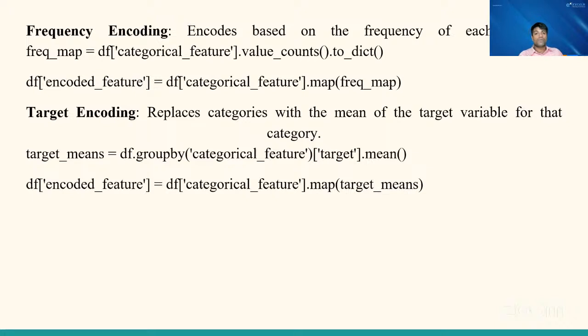So next is the frequency encoding. It identifies based on the frequency of the categories. So if we don't know how many categories there are, we can use frequency encoding. And then target encoding is where we identify or replace the categories using the target.